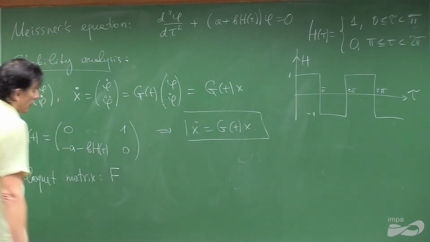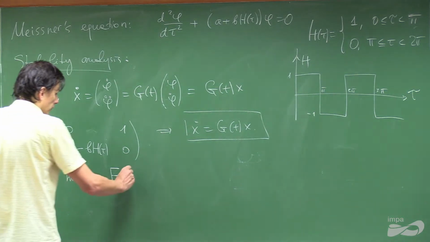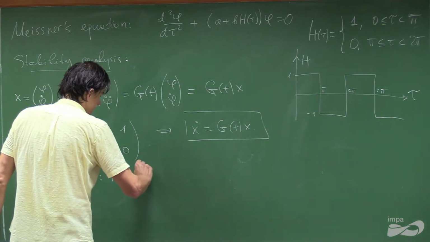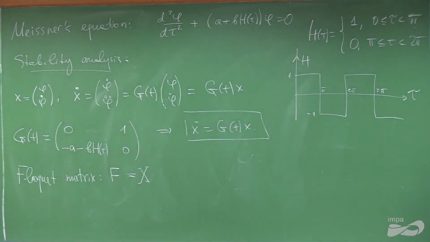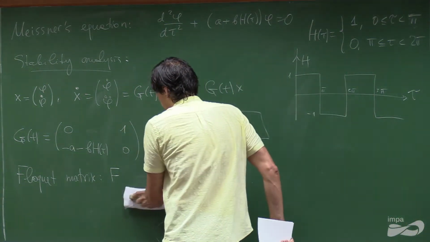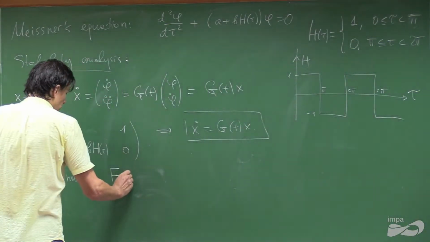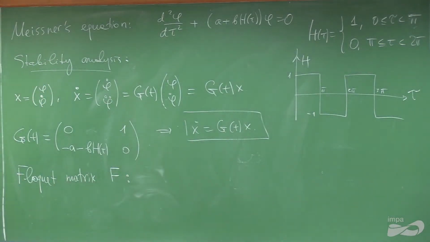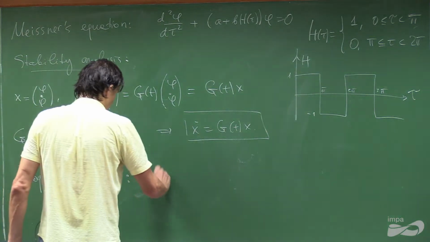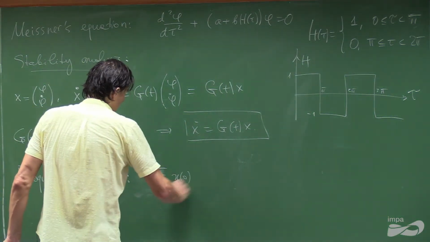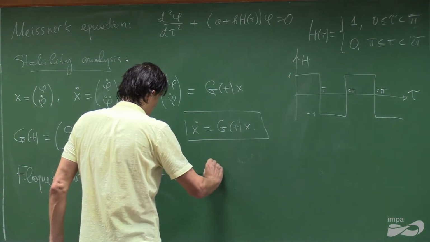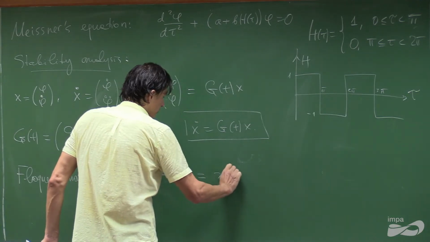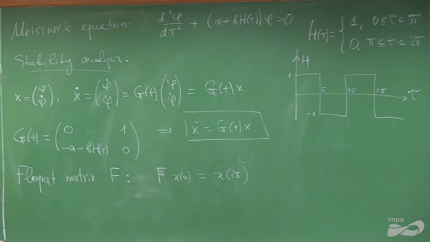So for Floquet matrix F, we found out that this is exactly it. What the Floquet matrix does, it moves the initial point to the point after a period, by definition. So the meaning of Floquet matrix F is that when you apply it to the initial condition, it becomes x at point 2 pi.